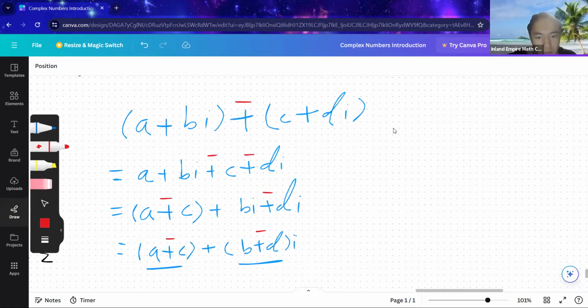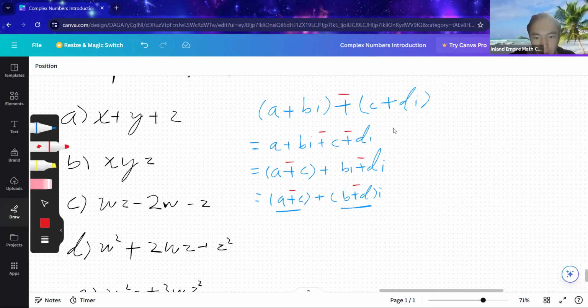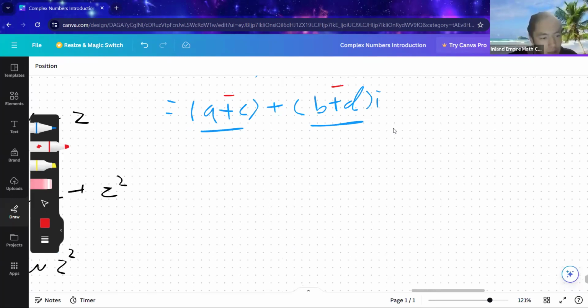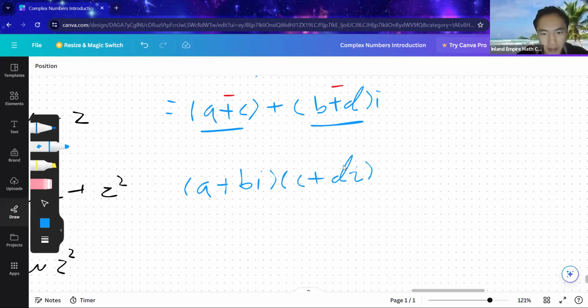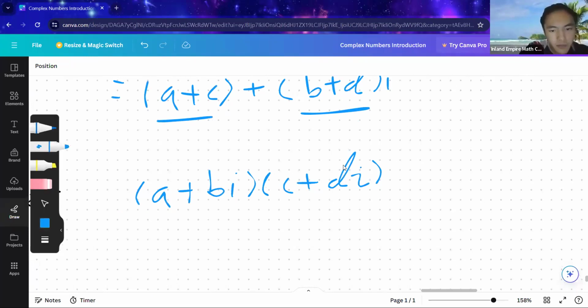Multiplication is slightly trickier. I'm going to do this down here, right? Multiplication is slightly trickier, but it's really just expanding the terms. It's basically like if you guys ever worked with quadratics, it's basically like expanding a FOIL. You would have, for example, a plus bi times c plus di. I'm zooming in a bit. My handwriting is kind of getting bad.